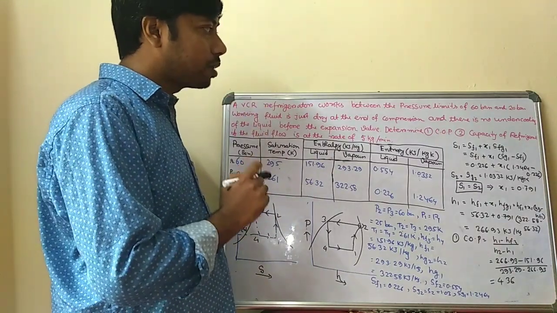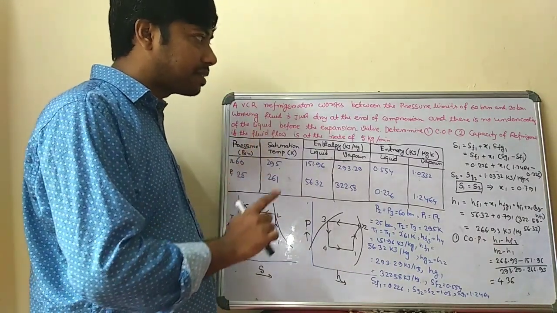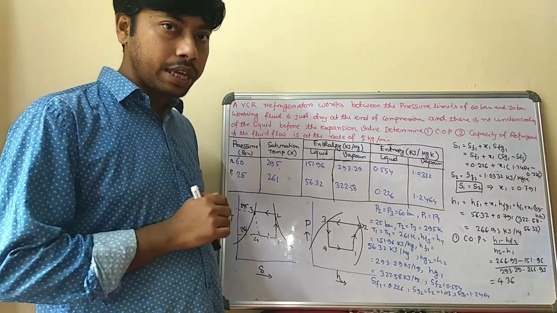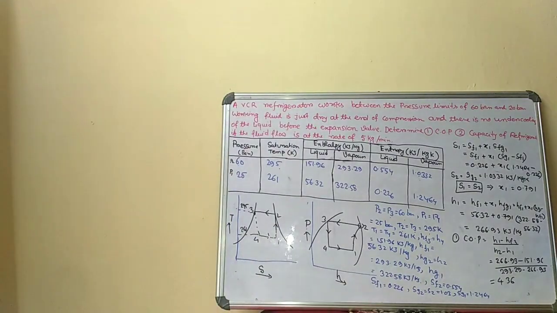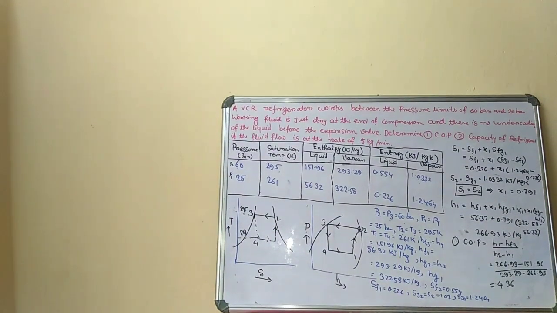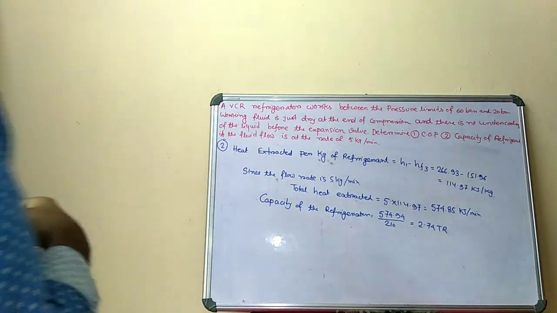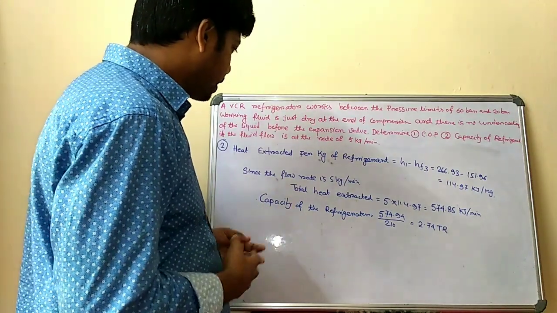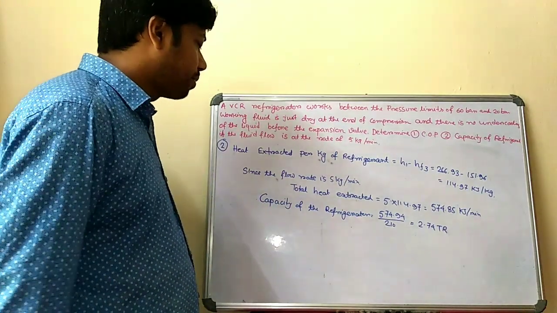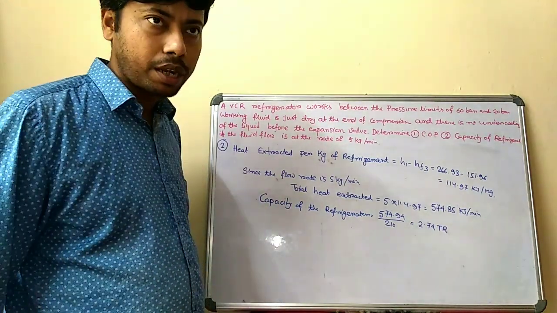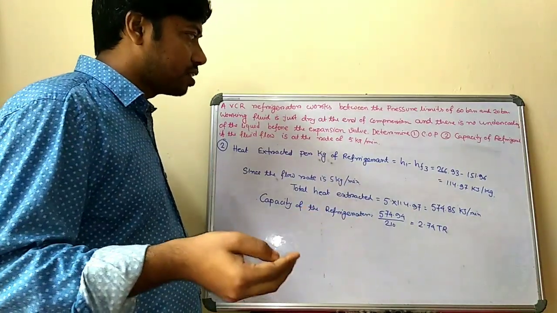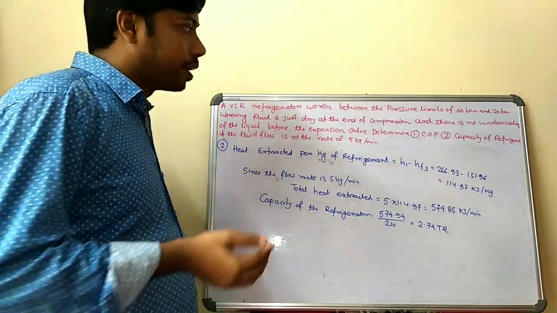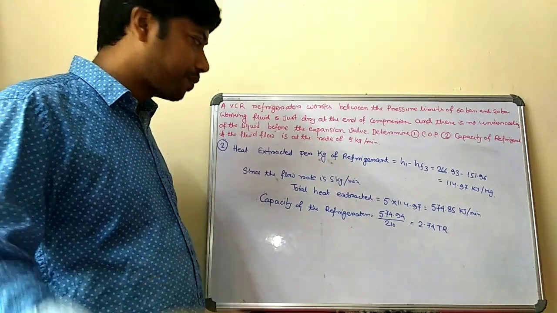Okay. And in the second part of the numerical, you have to calculate the capacity of the refrigerator. Now, the fluid flows at the rate of 5 kg per minute, so the fluid flow rate is given, that is 5 kg per minute. Now you will calculate the capacity of the refrigerator.